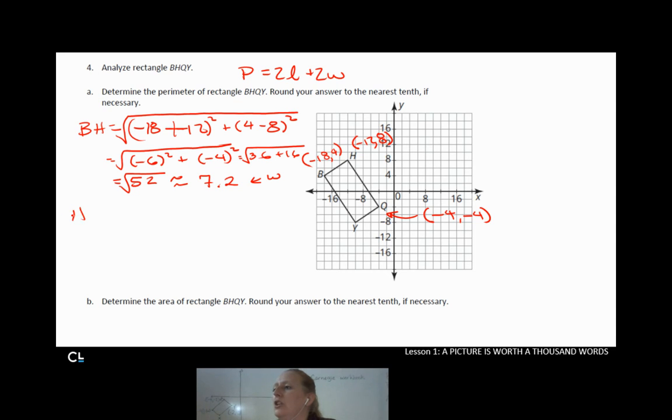So for HQ, I'm going to do -12 minus my -4 and square it. I'm going to do 8 minus a -4 and square it. Big square root. Double negative becomes a positive, so -12 plus 4 is a -8. Double negative becomes a positive. 8 plus 4 is 12.